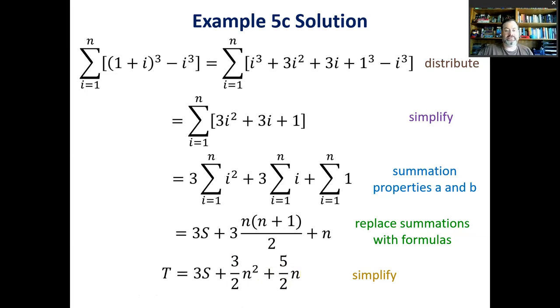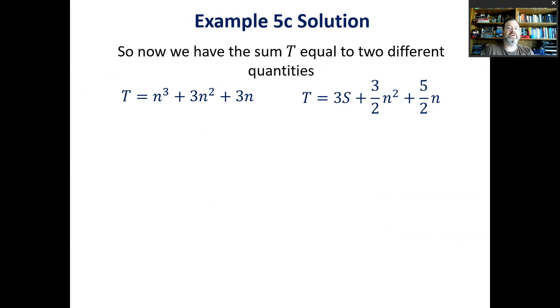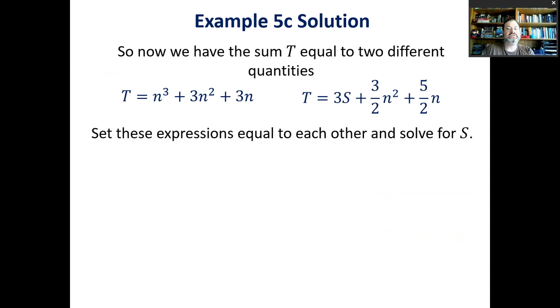So what have I done? Well, I have two different expressions for T. One of them is just n's. The other one has S's and n's. So we have T equal to two different quantities. Anytime you're trying to eliminate a variable, remember, we're not interested in what T is, even though we could find it. Instead, we're going to set these things equal to each other and solve for S.